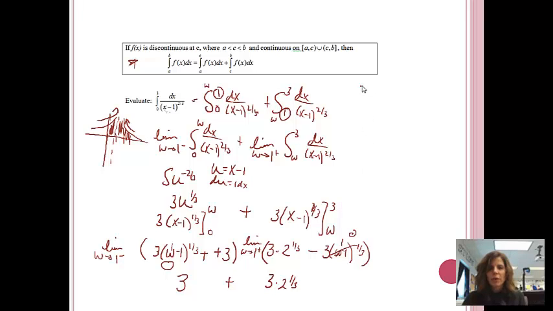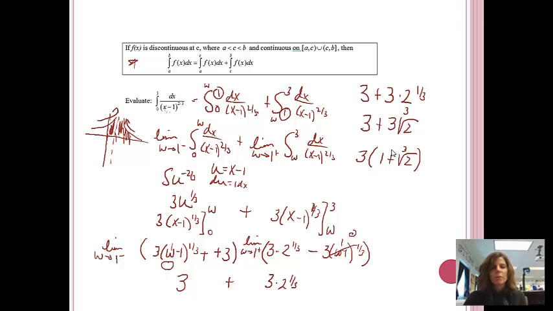I am going to rewrite that. There are a couple different things I could do. My answer is 3 plus 3 times 2 to the 1/3. I could rewrite it as 3 plus 3 times the cube root of 2, or I could factor out a 3 and make it 3 times (1 plus either 2 to the 1/3 or the cube root of 2). Either one of those would be acceptable answers. So hopefully now you can evaluate an integral when we have a discontinuity in between the upper and lower bounds.